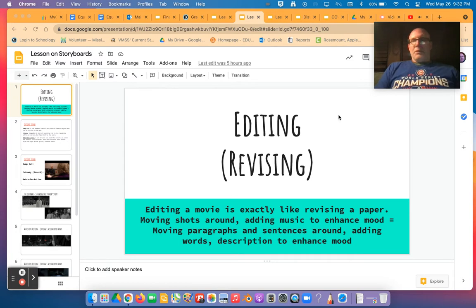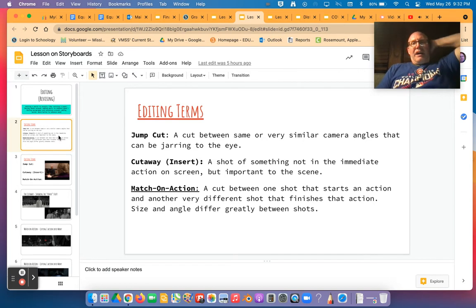So this is where we move shots around. We add music to change the mood. All that is just like moving sentences and paragraphs around. A couple of terms you gotta know, three to be exact. First, the jump cut. A jump cut is a cut between two really similar camera shots or angles, and it kind of looks like something was a mistake. You're watching something and suddenly there's a change, but nothing's really changed with the camera. That can be used well, and I'll show you an example of it, or not.